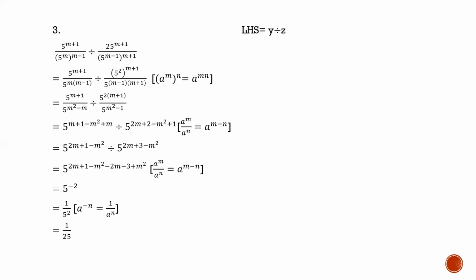Now left hand side was y divided by z. We know both the values of y and z. So 1 divided by 1 by 25, which is equal to 1 into 25, and finally 25, which was our right hand side. So that's all for this chapter.